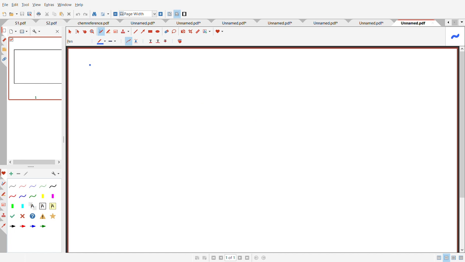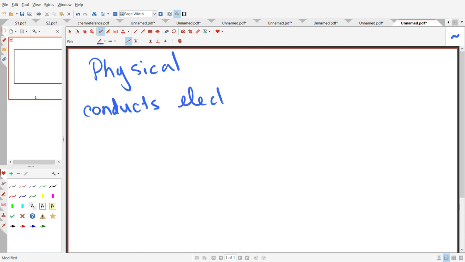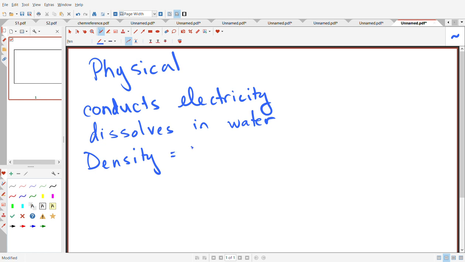Now I'm going to talk about more physical properties. Physical properties would be maybe whether it conducts electricity. If we have a metal, metals conduct electricity, and we're not changing anything, we're just making a statement that a metal conducts electricity. So that's a physical property. We're not changing it into anything new. And whether it dissolves in water, if I say a salt dissolves in water, I'm not changing anything. That's a physical property. Density, we're going to learn later, is mass over volume. And that's just a physical property.